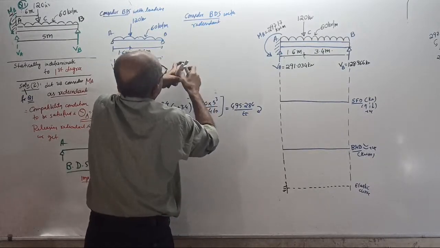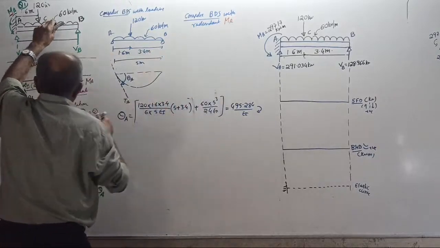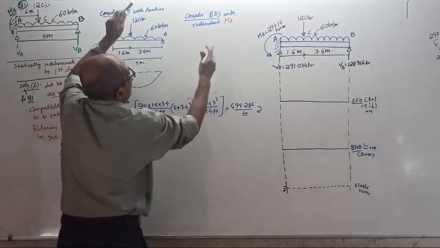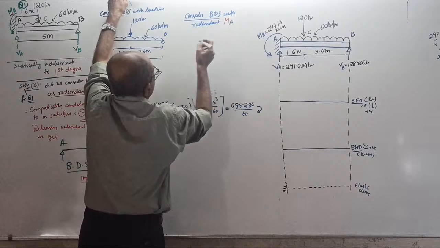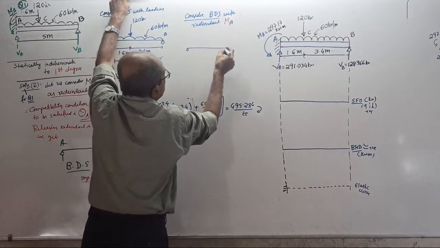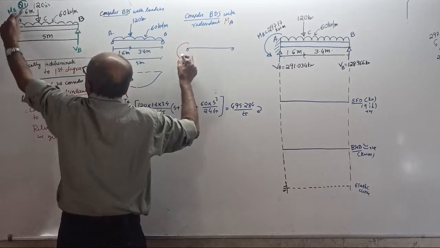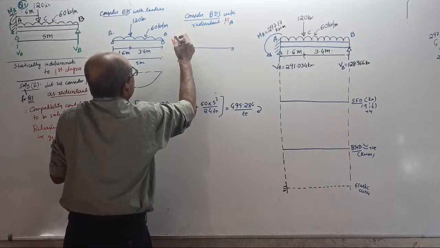Redundant MBA, not MB. Now do one thing, see. Now because of loading, what happens? Because of moment MA, redundant MA. This is also equally easier, MA. BDS is simply a supported beam. You apply that MA, see, MA is considered anti-clockwise. Don't put a minus sign for MA.